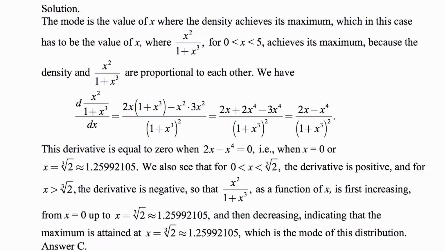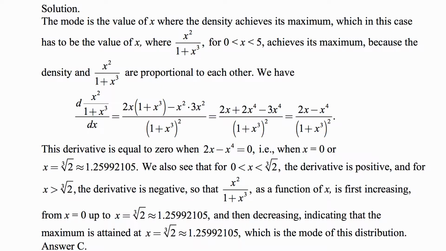1.25992105. And we also see that for x less than that cube root of 2, the derivative is positive, which means that between 0 and cube root of 2, this function is increasing. And for x more than cube root of 2, the derivative is negative, which means that between cube root of 2 and 5, this function is decreasing.